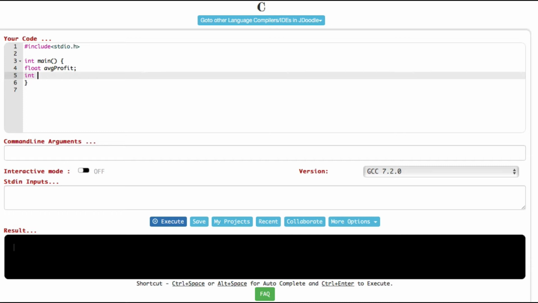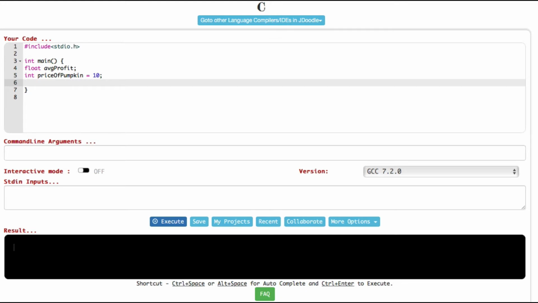Now in order to do that, first let's go ahead and create the integer data type variables. First I need to know the price of the pumpkin. So price of pumpkin, let's say the price of pumpkin is $10. Okay, the next thing is we have to know how many pumpkins we sold in a week. Now in order to create that one, first I'm introducing an integer data type variable. So let's call this one sales, and let's say we sold 59 pumpkins.